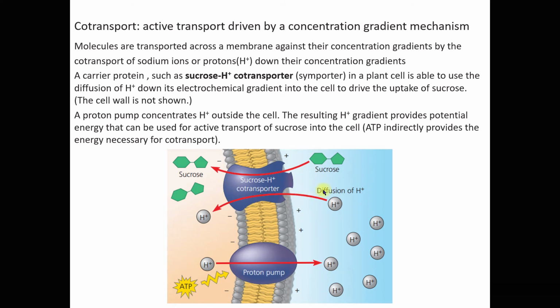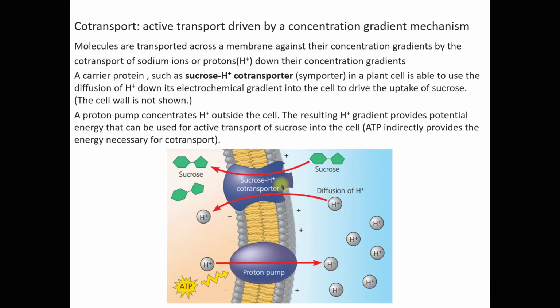It allows the hydrogen ions or protons to diffuse through this co-transporter. When the hydrogen ions diffuse, this sucrose H plus co-transporter will take in sucrose into the cell. So this is a symporter.